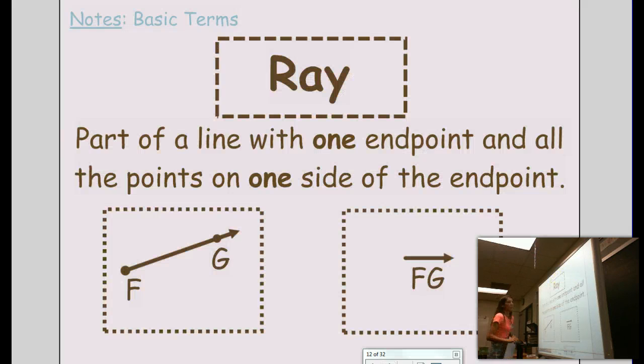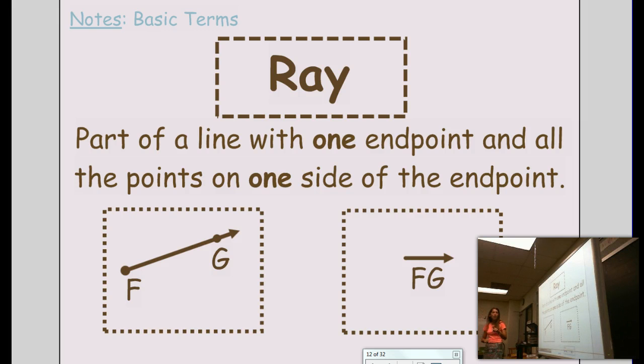A ray of sunshine, the sun is the end point. It all starts at the sun, and then they go on forever and ever and ever in one direction. Do they go on in 10 directions? No, just one direction. So here's a picture. This is ray FG. And the thing about rays is that the order matters.